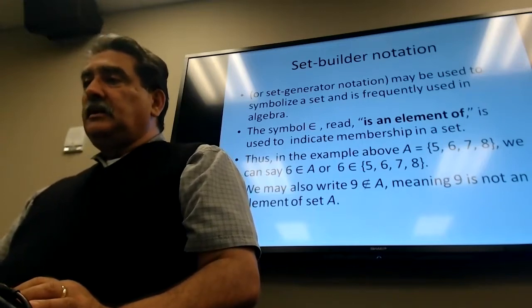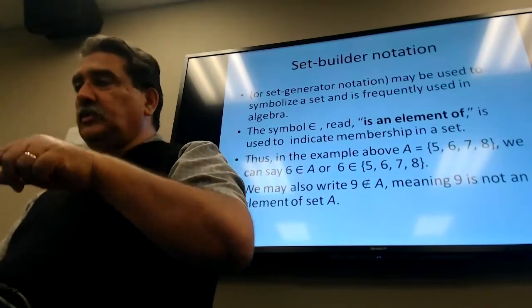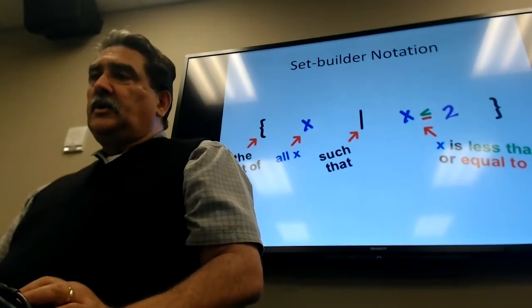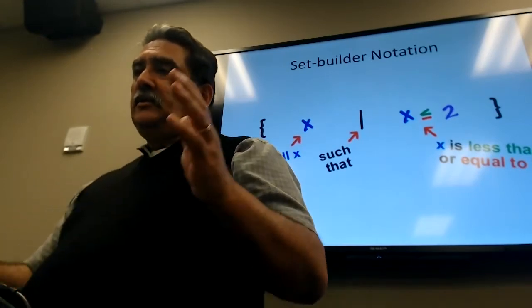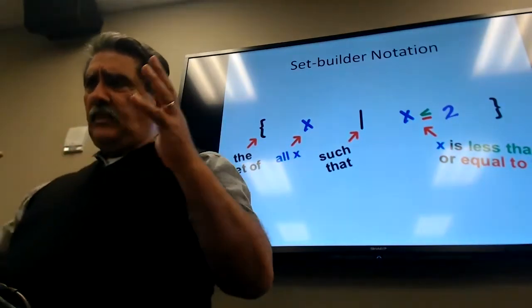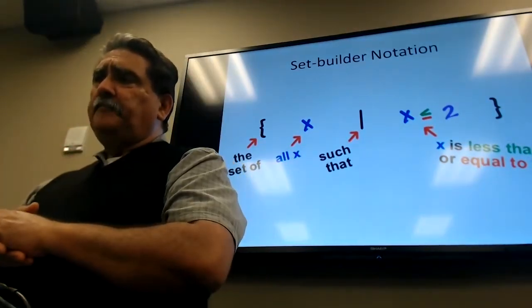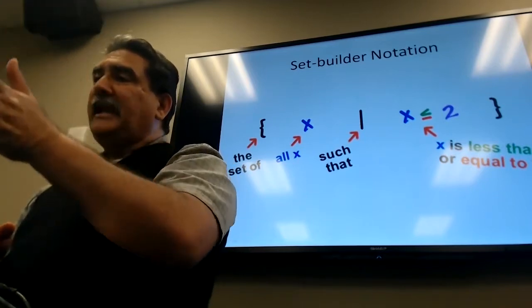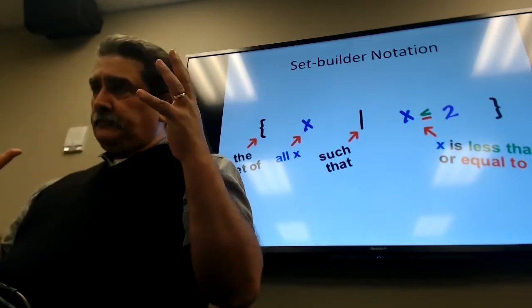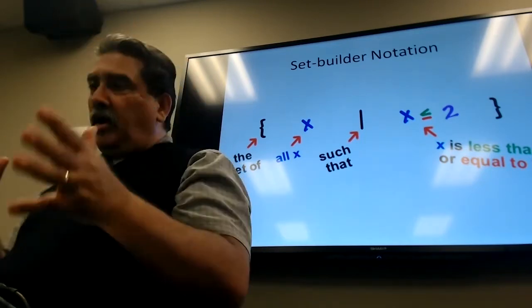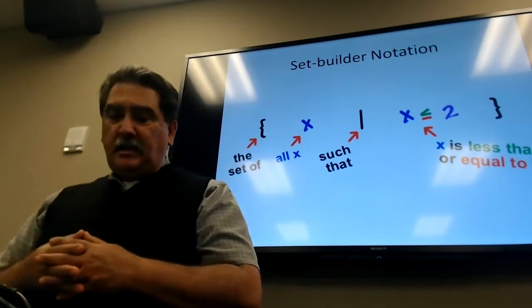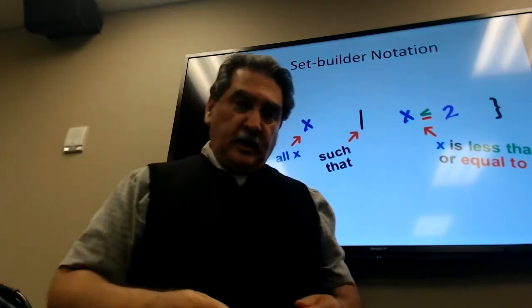we can also write 9, that E symbol crossed, it's not a member of A, meaning 9 is not an element of set A. So we have set builders. You look at this picture, you have braces, and then all of X. Now, that vertical line means such that. You want to build a set of all X such that X is less than or equal to 2. You see that in your PowerPoint? Okay, then let's see what we can do with that.